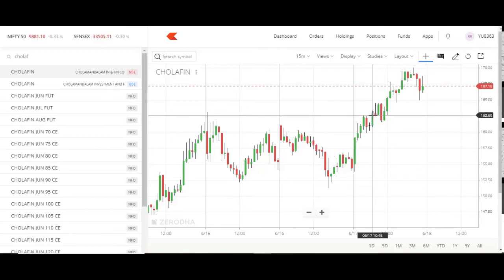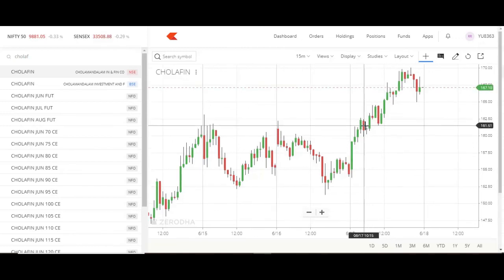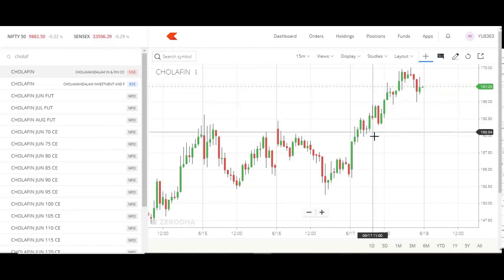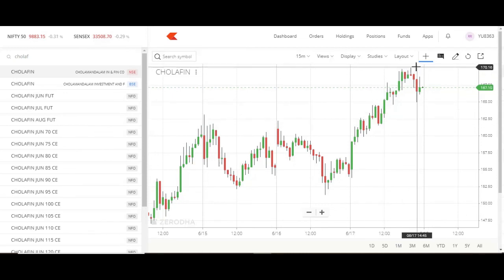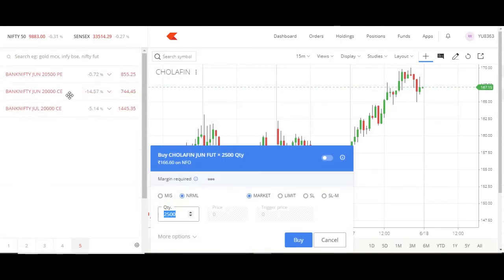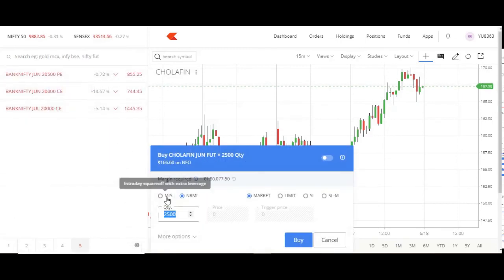We made those calculations around the 10:15 to 10:20 candles. At that time it was trading at the level of 162, and it made a high of 162.60. I said we can go long above 162.70. After that, the price went to a high of 170. Assuming the lot size of Chola Finance is 250, by entering at 162.70 we made about 7.3 rupees.